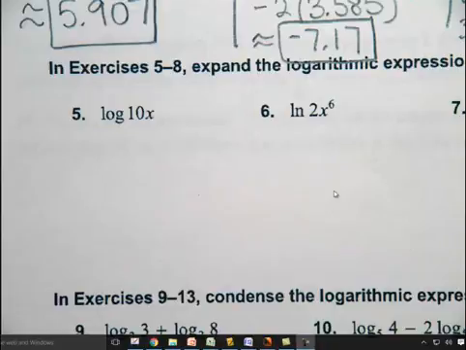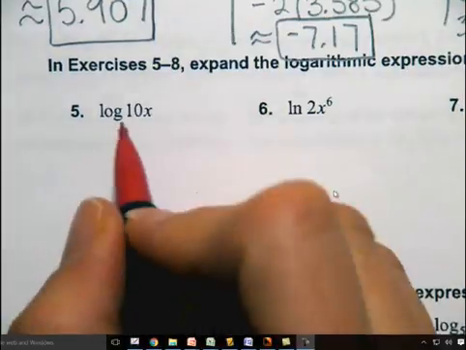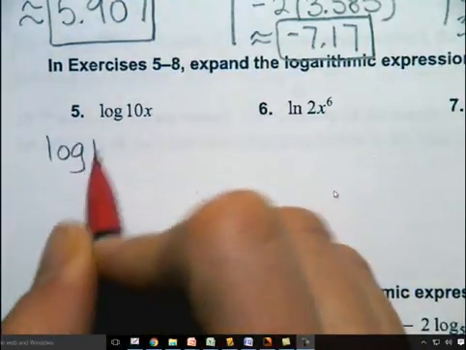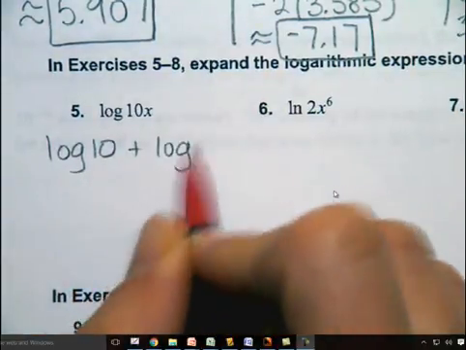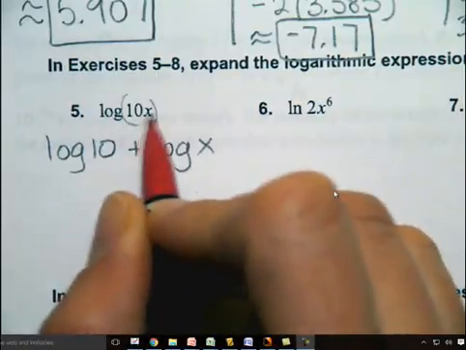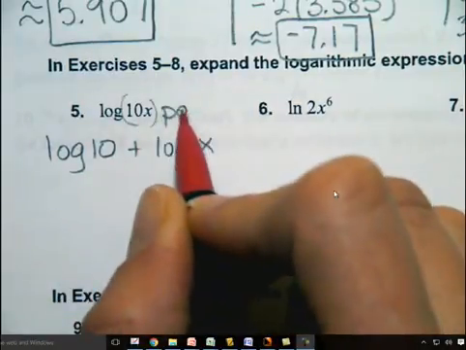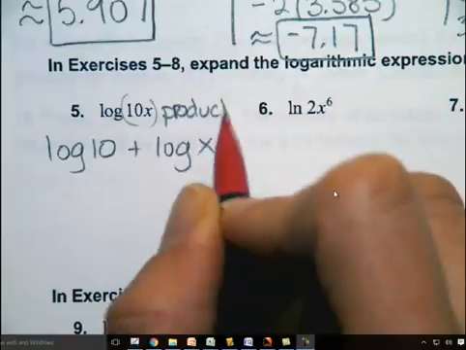Well, if you notice, it's 10 times x. And so I could split this into two parts, because I can say, okay, I've got a log of 10 plus log of x. Because the 10 is being multiplied by the x, I'm using the product property to split it apart.